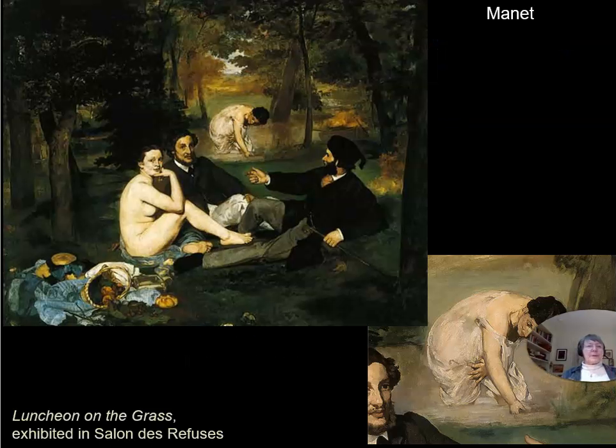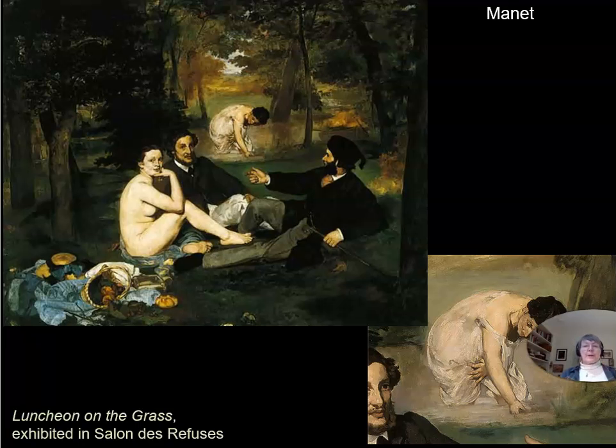One of the leaders of this new art style is a man whose name is Edward Manet. The painting that we're looking at right now, Luncheon on the Grass, is one of his most famous, perhaps I should say infamous, because it caused a great scandal when it was exhibited. But it is a piece that was in this exhibition, the Salon des Refuses, which took place in 1863. So it's kind of a landmark painting.